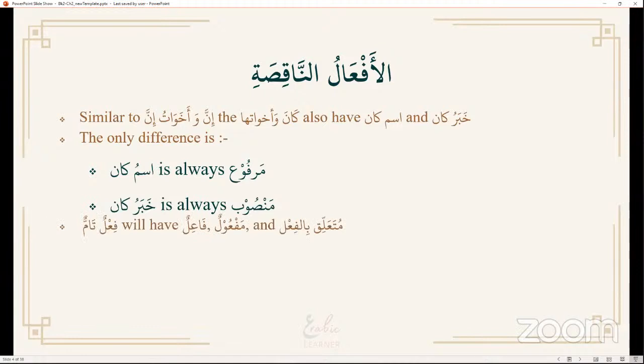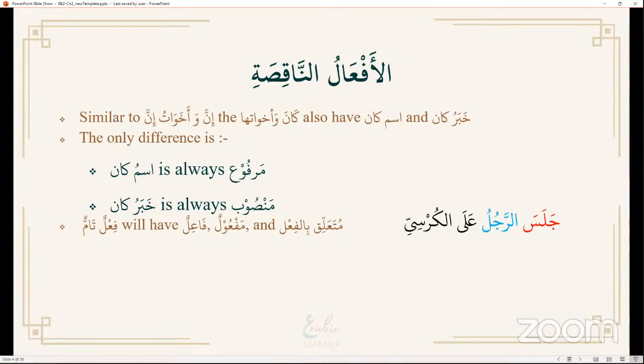Now let's talk about fi'l. You have done a lot of practice about jumla fi'liya, which contains fi'lu ta'am. Now in the fi'lu ta'am, for example, this example, jalasa ar-rajulu ala al-kursiyyi. Okay, the man sat over the chair.